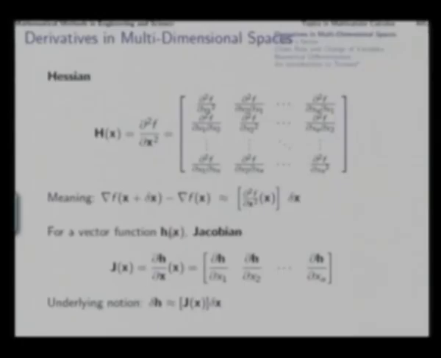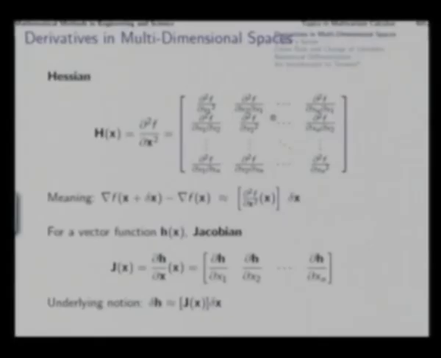So that way you can say that the Hessian turns out to be the Jacobian of the gradient, because the gradient is a vector function of x, and its derivative, the n by n matrix, is the Hessian, the second order derivative.